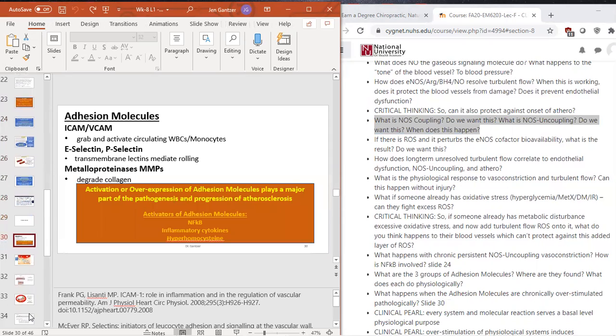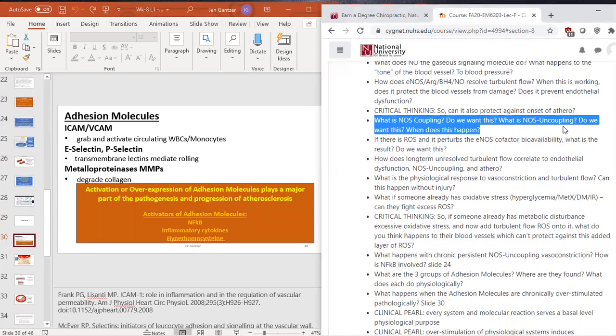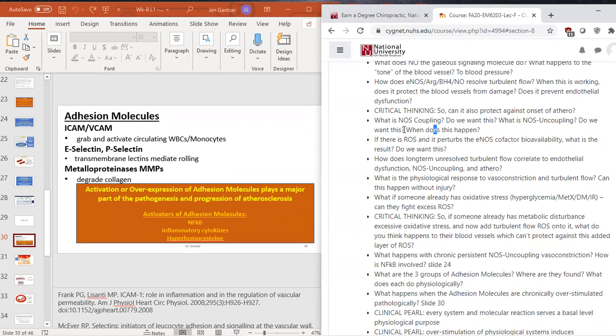Do we want uncoupling? No, that is the inability to vasodilate. And when does this happen? That happens when you don't have arginine, you don't have reduced BH4, and that happens in a system of oxidative stress because it oxidizes and depletes the bioavailable BH4. It also happens with somebody who is not eating enough protein, because arginine is a protein. So you definitely need both your precursor and your cofactor.